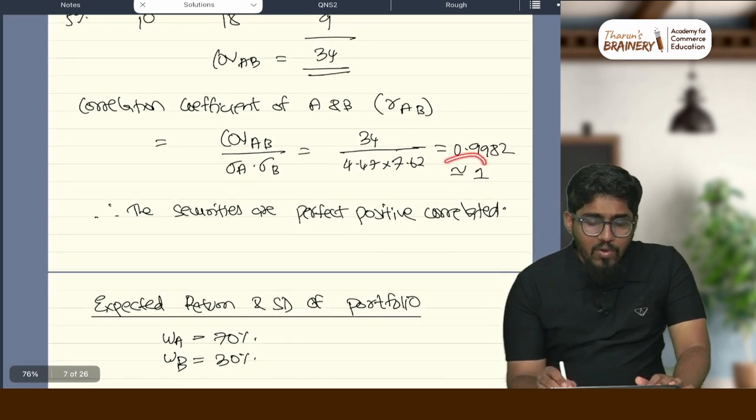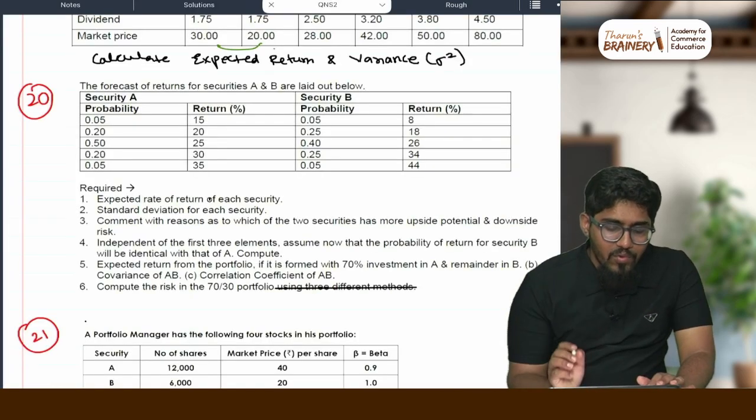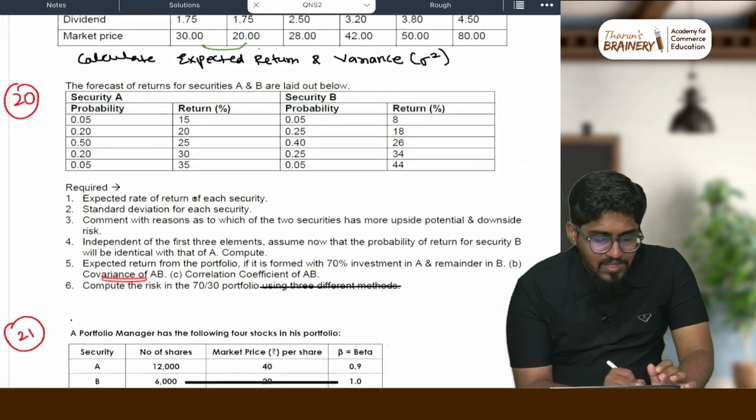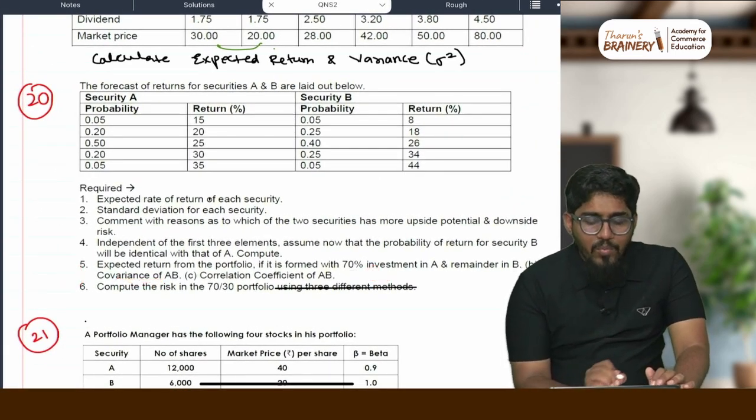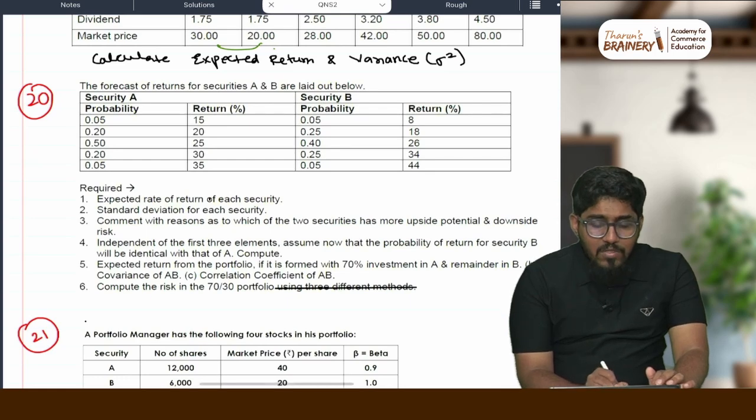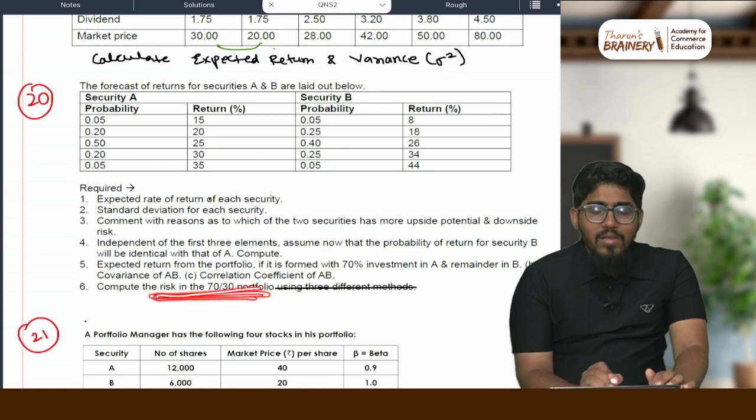Sir, my correlation coefficient is 1 and my covariance is 34. So the answer is my covariance is 34 and my correlation coefficient is 1, and my return from the portfolio is done. Now what is my risk of the portfolio?